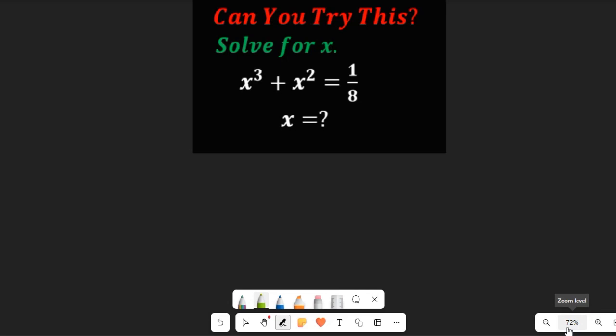Hello, look at this question thoroughly. Can you try this? Solving for the value of x in x to the power of 2x, in x to the power of 3 plus x to the power of 2 equal to 1 divided by 8.